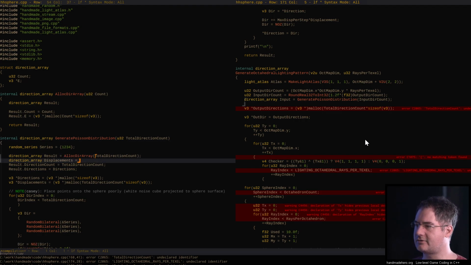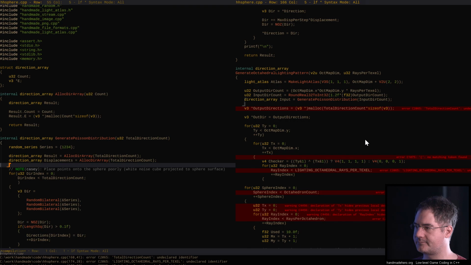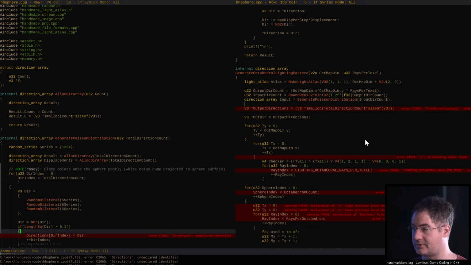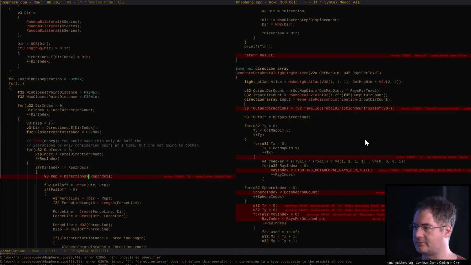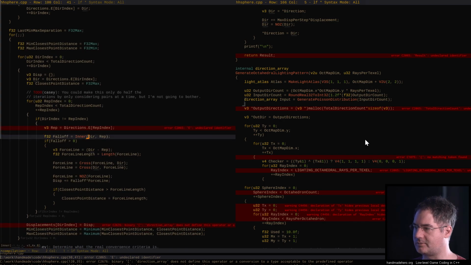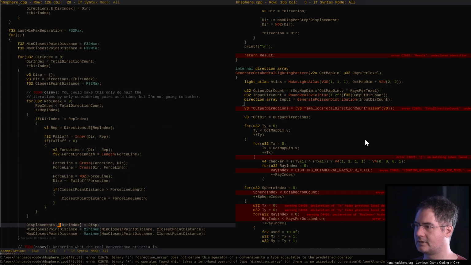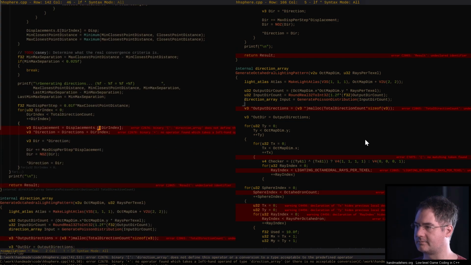So we allocate a direction array for each of these, the result and the displacements. Now that gets handled automatically. Then we just have to change this, and in fact, we could even rename this directions. Then it's even simpler. So it's just directions.e is the direction itself. And then the displacements will also be a .e. But otherwise, the code remains the same.